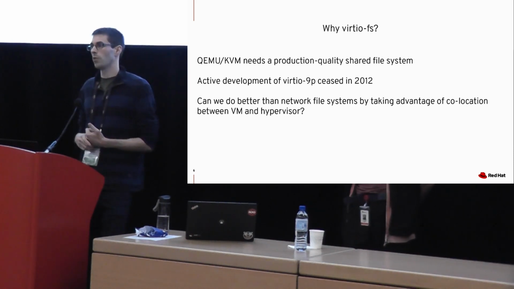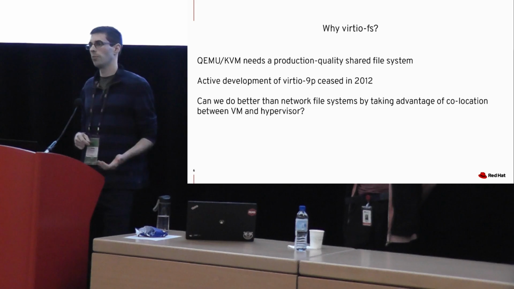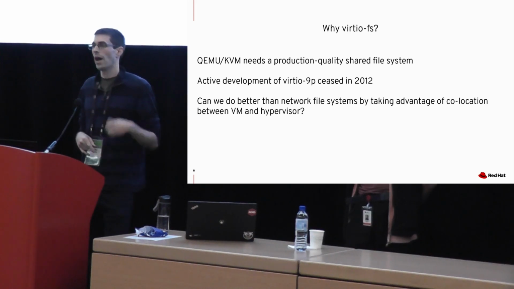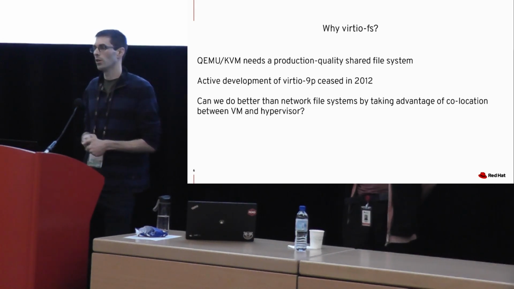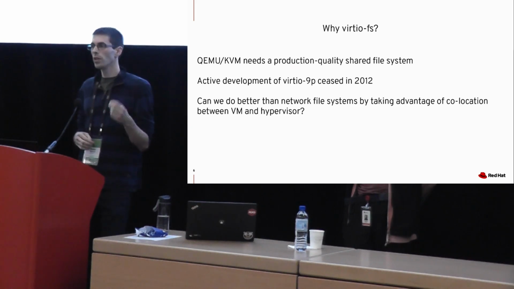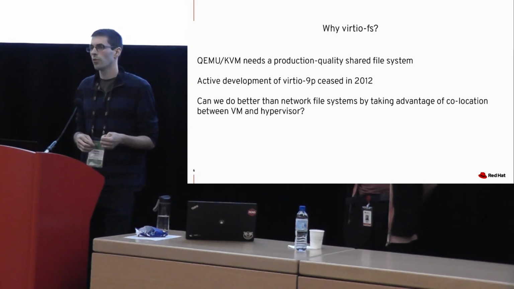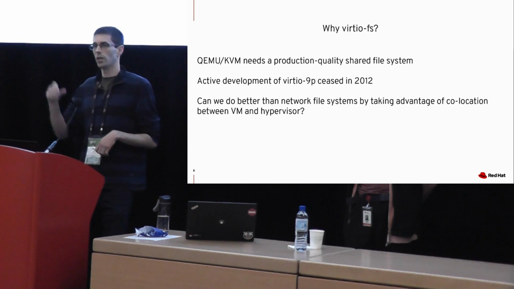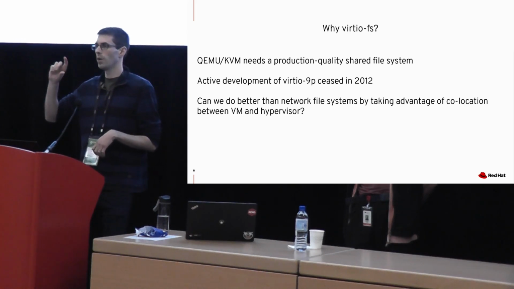Virtio 9p has been around for a while, but active development stopped in 2012. Active maintainership stopped this year, so it never reached the kind of production quality that we were looking for. And in addition, we had been thinking about some new ideas for how to go further than just using a network file system between a VM and a host.